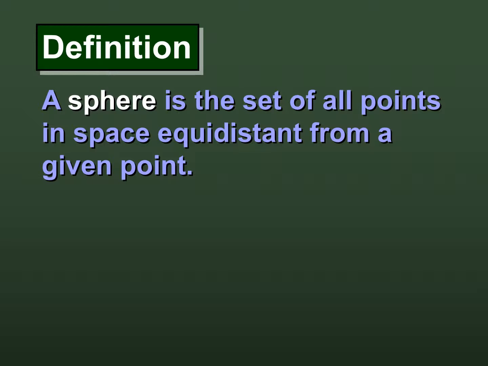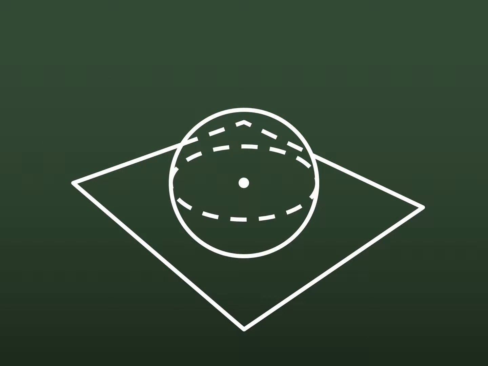So let's review the definition of a sphere. It's a set of all points in space that are equidistant from a given point. So here's an example of a sphere. All of these points in space are equidistant from this point right here, and we call that point the center. The segment from the center to any point on the sphere is called the radius.